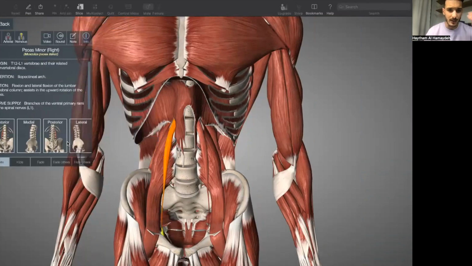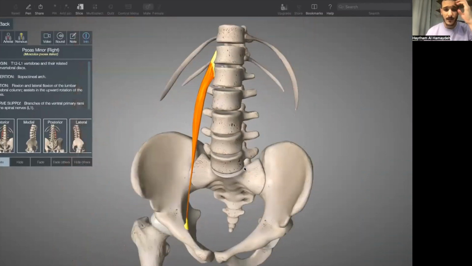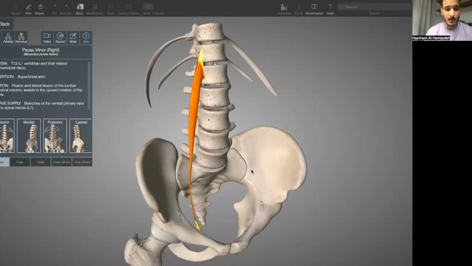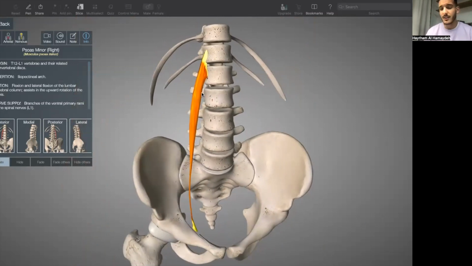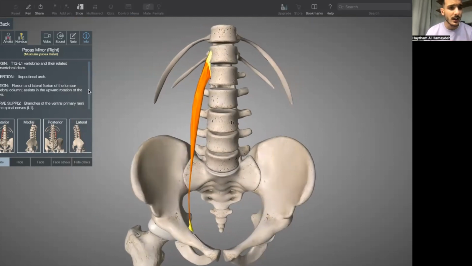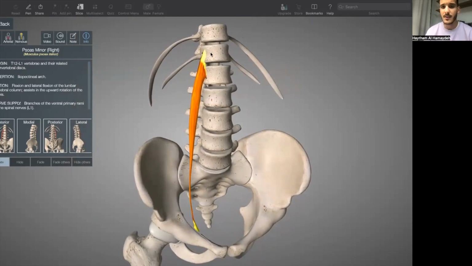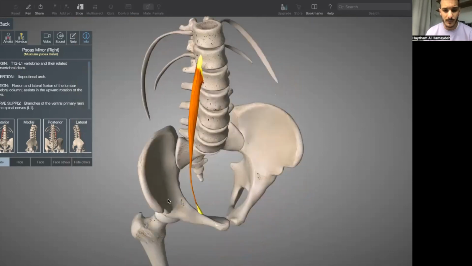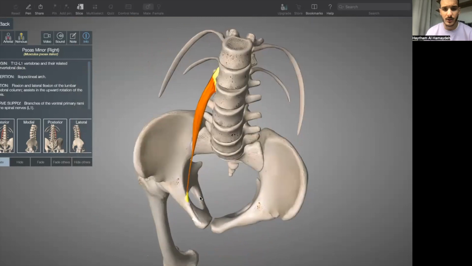I'll isolate this, and you can see the Psoas Minor has a small diameter, and so it's called minor. The origin is from the T12-L1 vertebrae and the intervertebral disc between them, so it's just at the end of the thoracic and the start of the lumbar. That's where it starts. Then it inserts at the iliopectineal arch here, okay?